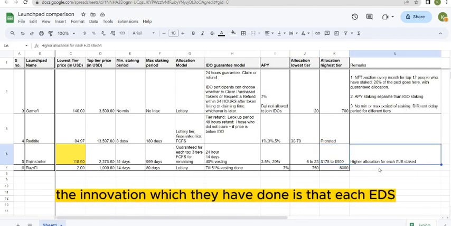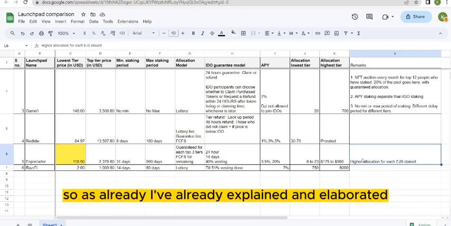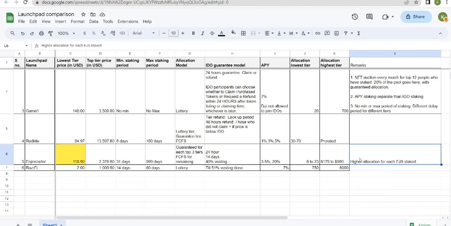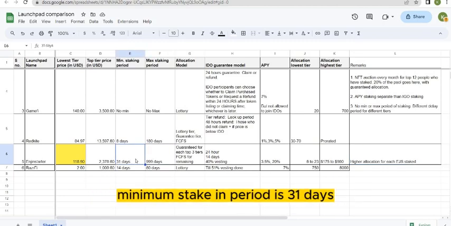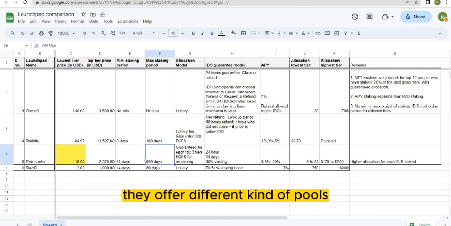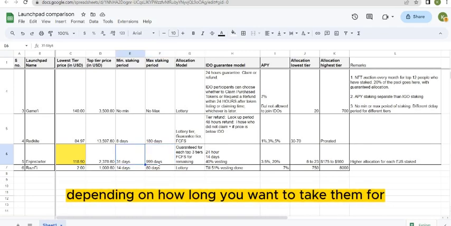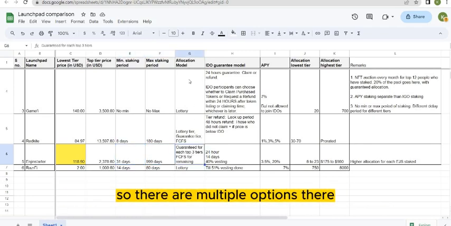The innovation which they have done is that each EGS which is staked on Enjinstarter is powerful. As I've already explained and elaborated on this factor a lot, the minimum staking period is 31 days. The maximum staking period allowed is 990 days. They offer different kinds of pools in which you have to stake your tokens depending upon how long you want to stake them for. So there are multiple options there.